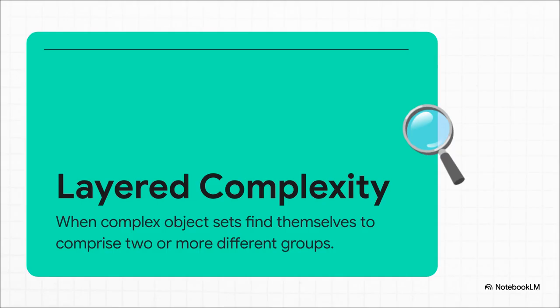And here's where things get really interesting. See, this whole process doesn't just happen once and then stop. Once you've got these groups of different things, you can then sort those groups into new, even bigger categories. This is how you get layers of complexity, one building right on top of the other.